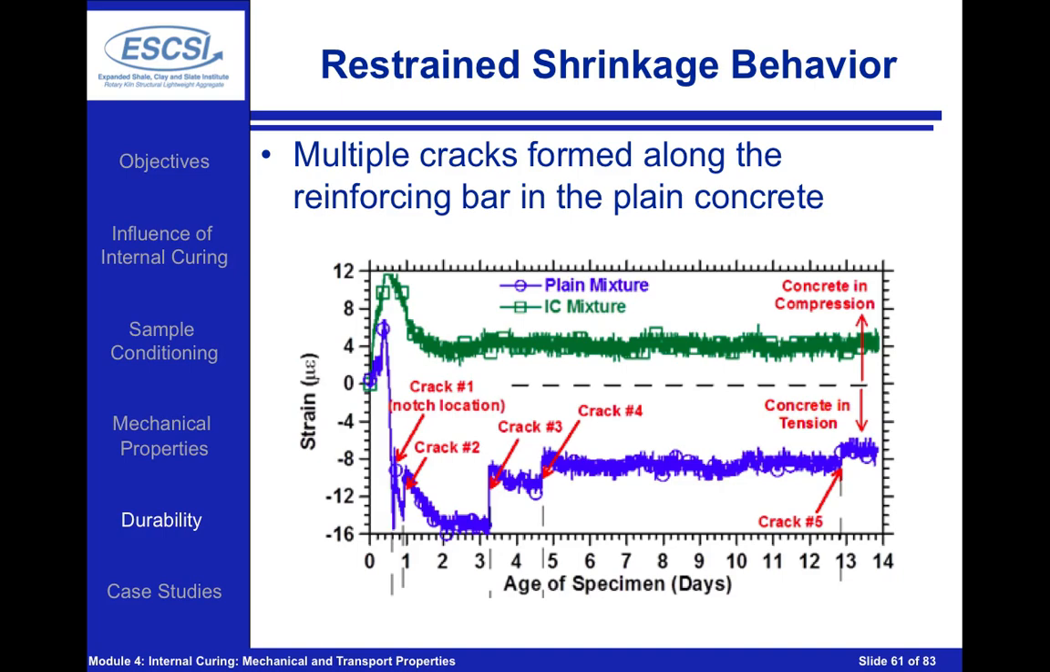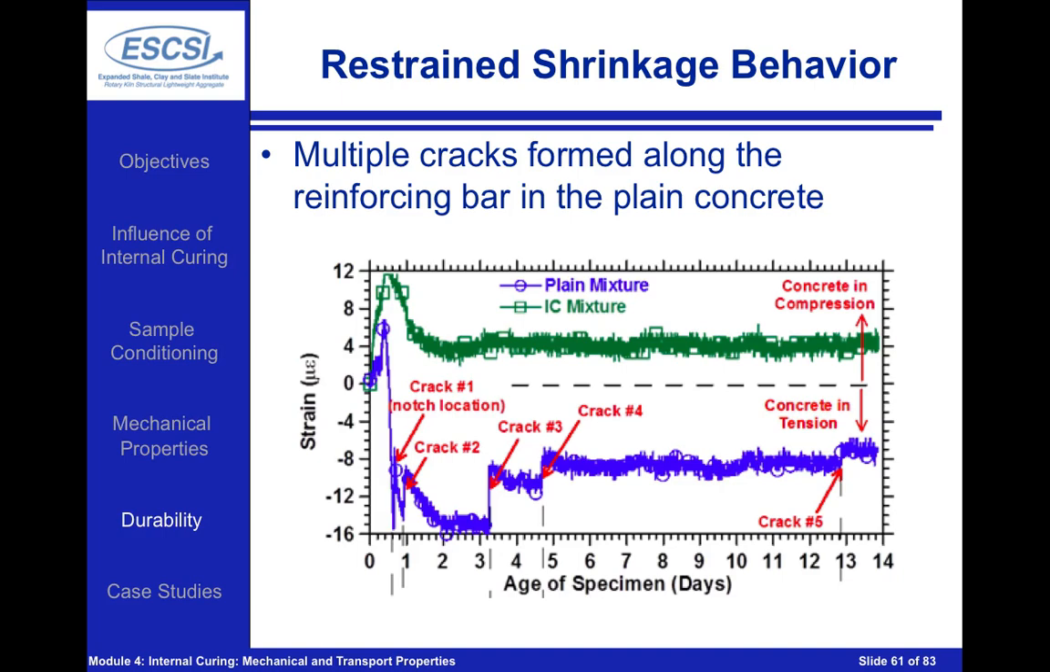Now, before we get into the corrosion portion of this, we really want to look at the cracking portion of this. And what we can see here is the plain mixture shown in blue with the internally cured mixture shown in green. Now, the internally cured mixture, we get a little bit of compression in the concrete, and we don't get a whole lot of shrinkage, we don't get a whole lot of stress, and we don't get cracking in the system. We see a slight expansion at the beginning. That's due to the heat of hydration. We see that that comes down to a baseline case that's slightly in compression.